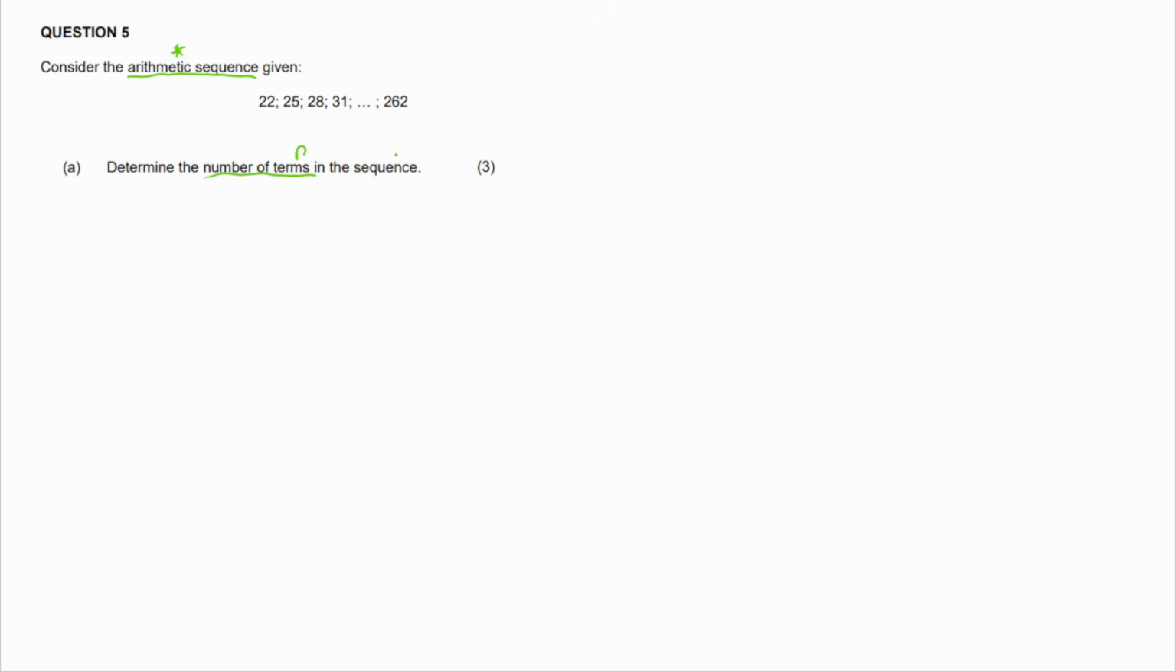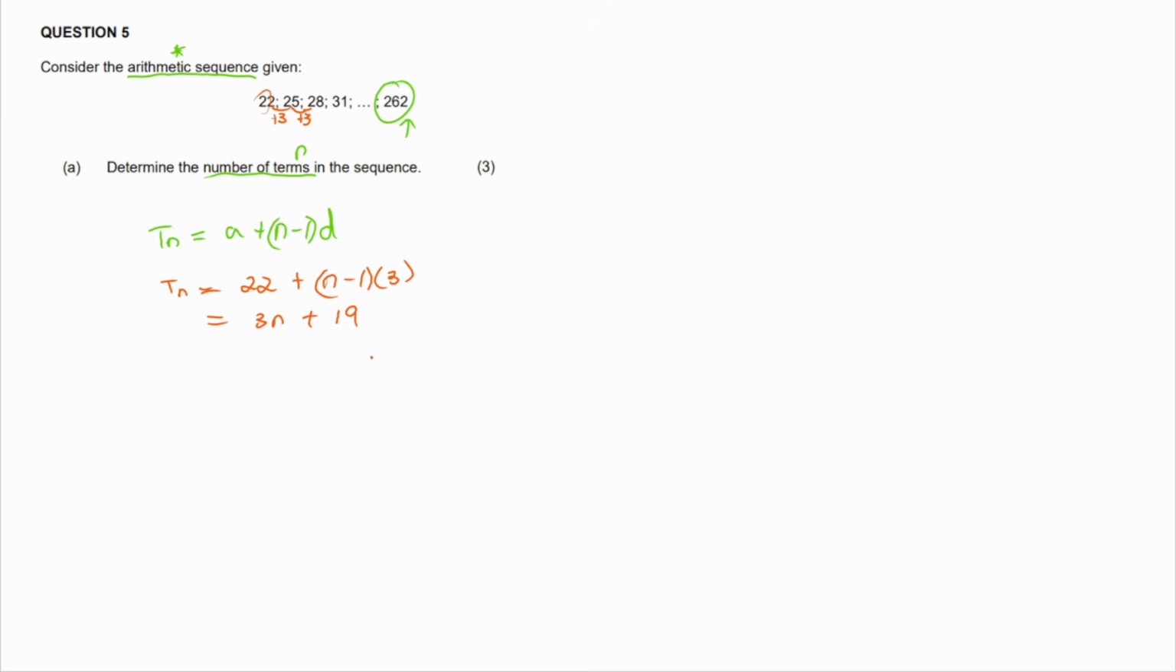We know that in this sequence, this is the last term. So let's deal with the general term: Tn is equal to a plus n minus 1 times d for arithmetic. If you say this minus this, and that minus that, you can see that we're adding 3 every time. So our d is 3 and a is 22. We can say Tn is equal to 22 plus n minus 1 times 3, so that's 3n plus 19.